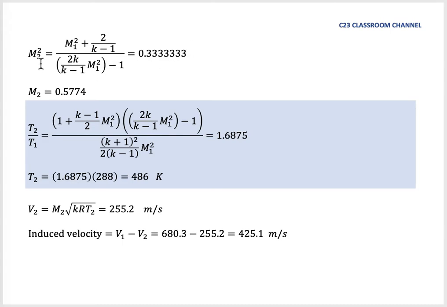To calculate Mach number 2, we could start by using this equation. We substitute all the values. We could get that Mach number 2 squared is equal to 0.3333.